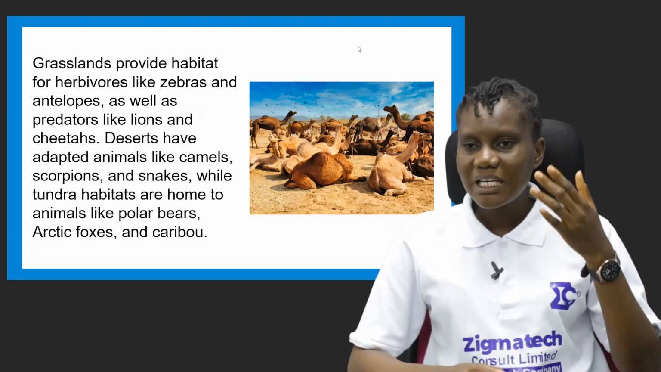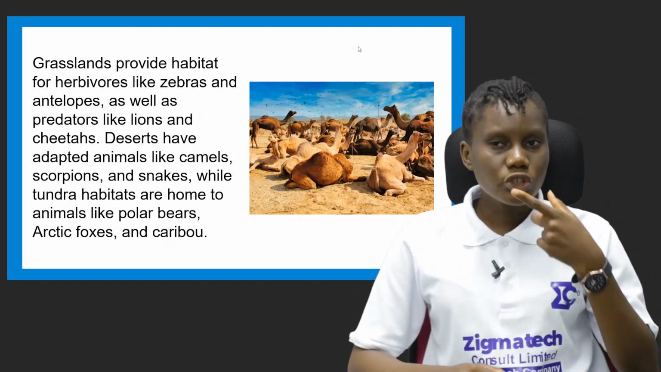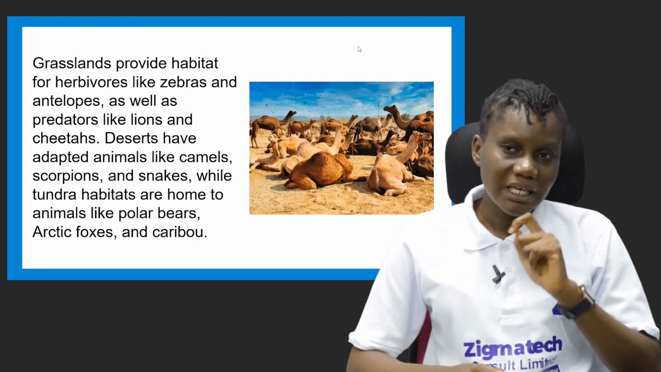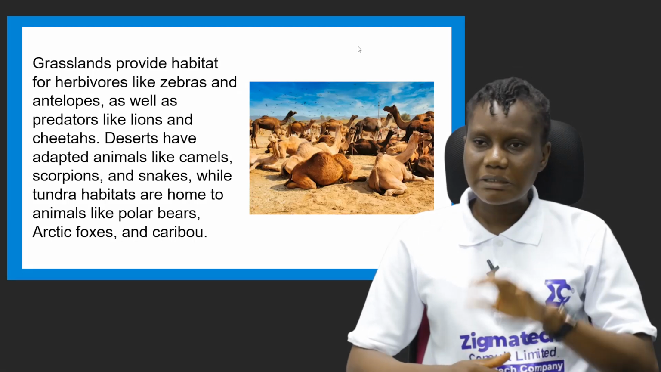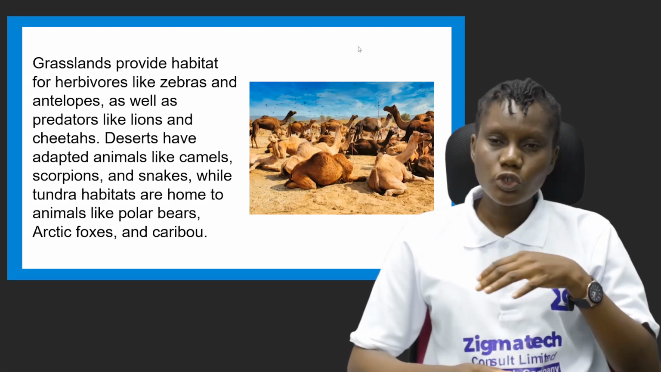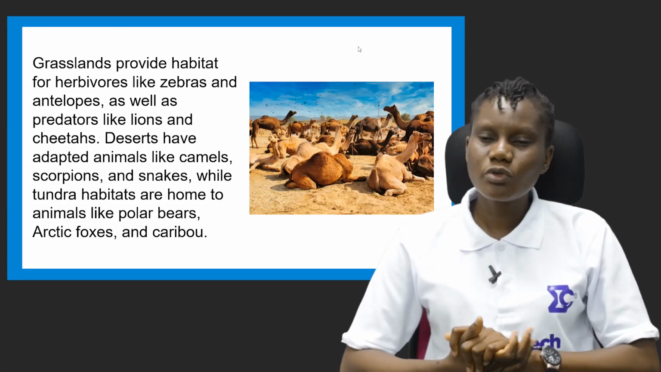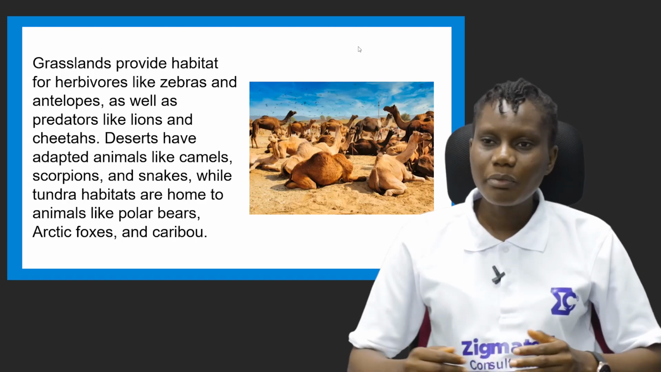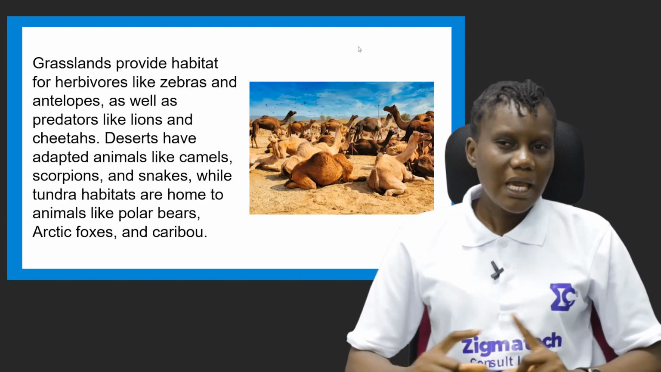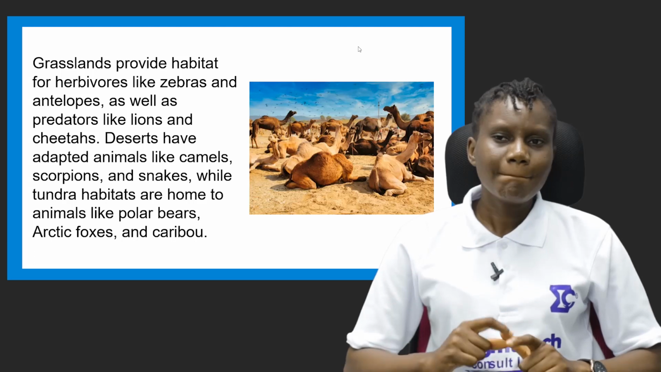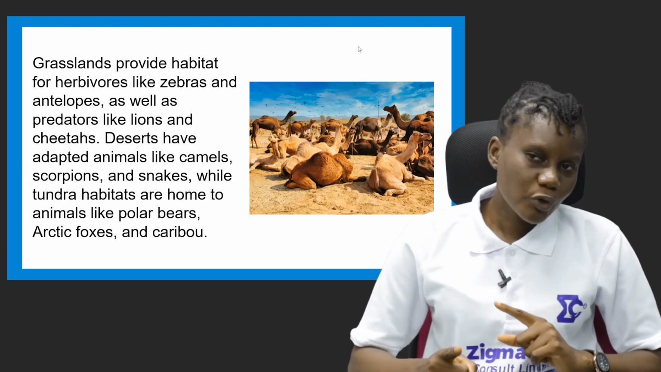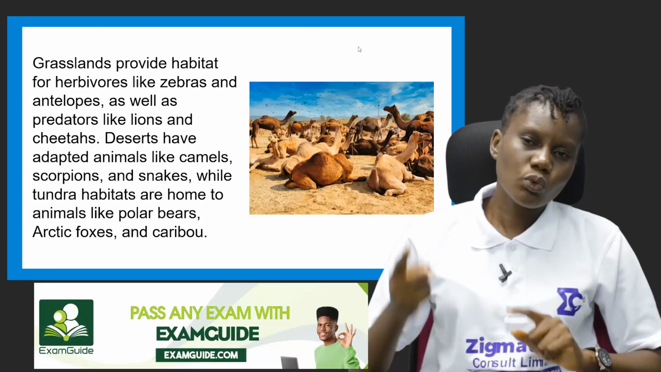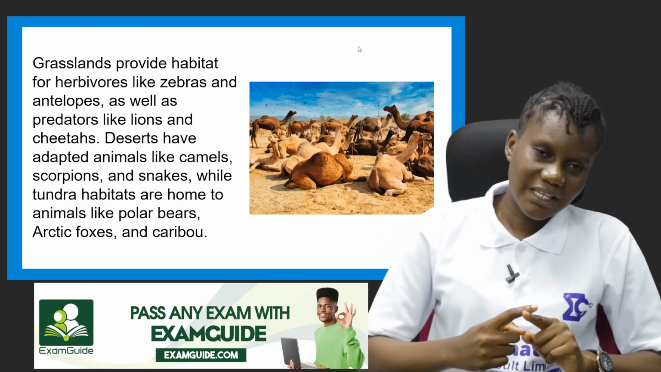Herbivores are animals that feed on producers, and our producer here is plants. So herbivores feed on producers, they feed on green plants. So grass provides habitat for herbivores like zebras and antelopes. And yes, I just have to mention this now. If you notice, they say herbivores, and you know that herbivores feed on plants.